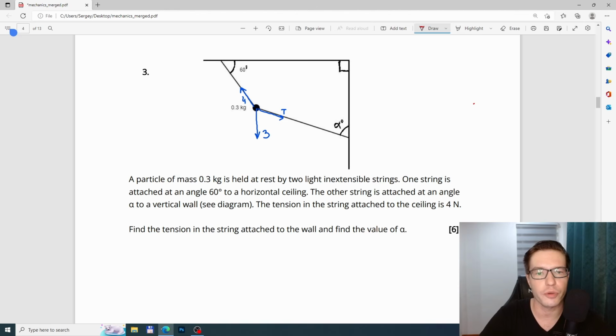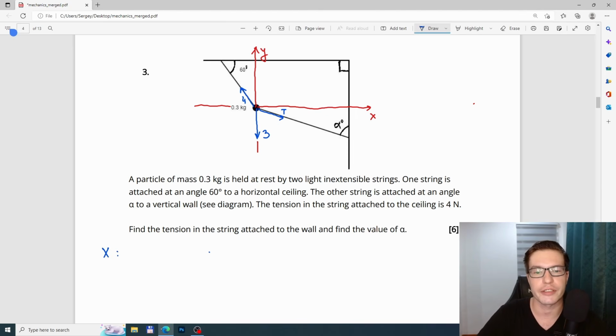To start with, it's always a good idea to draw x and y axis. I will choose y to be vertically up, and x is going to be, of course, perpendicular to y. And next, I will write the second Newton's law, the sum of forces equals ma, or in this case 0, on x and y axis.